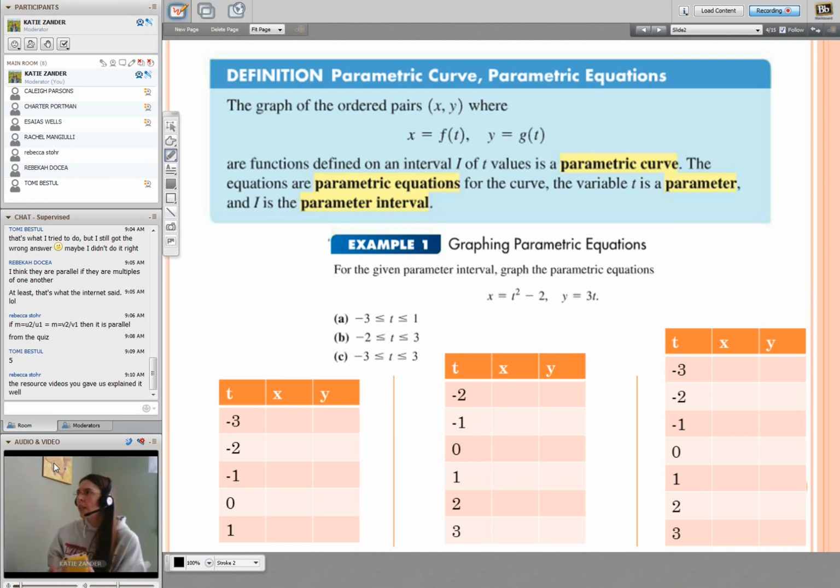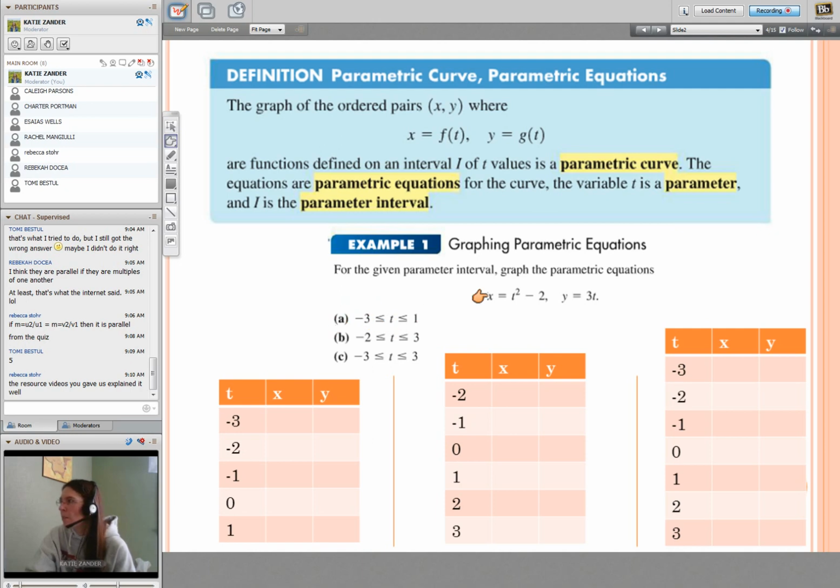In parametric mode, you have two equations. You have an x equals and a y equals, and the variable they use is t. That is going to be the t in each of those equations. T is what we are defining as our parameter. We do have intervals that we're given for our parametric curve, so we want to pay attention to the parameters that we are graphing in.